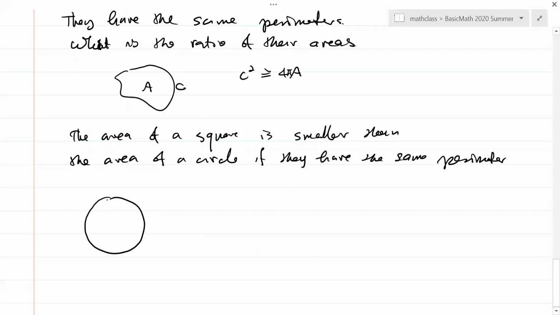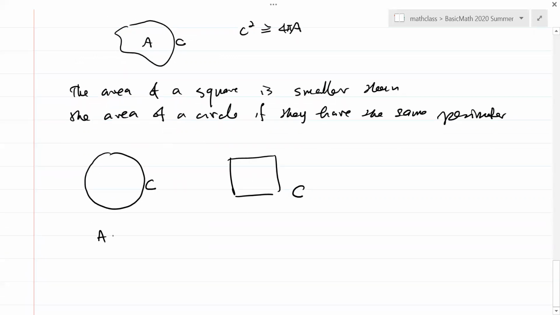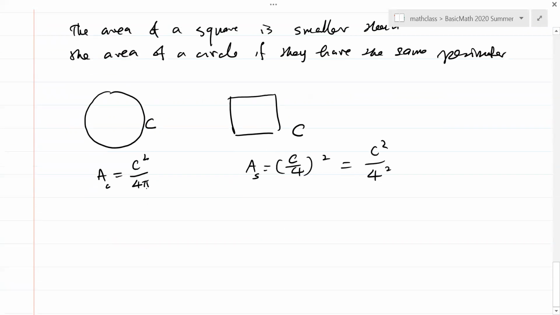So take a look at the circle, right? Its circumference, which is also the perimeter, is denoted C, the same C. So I'm going to find the area. Area is C squared over 4 pi, right? But how about the square? The edge length is going to be C over 4, and then squared. So that's (C over 4) squared. Okay? Then you can see they have the same perimeter here, right?